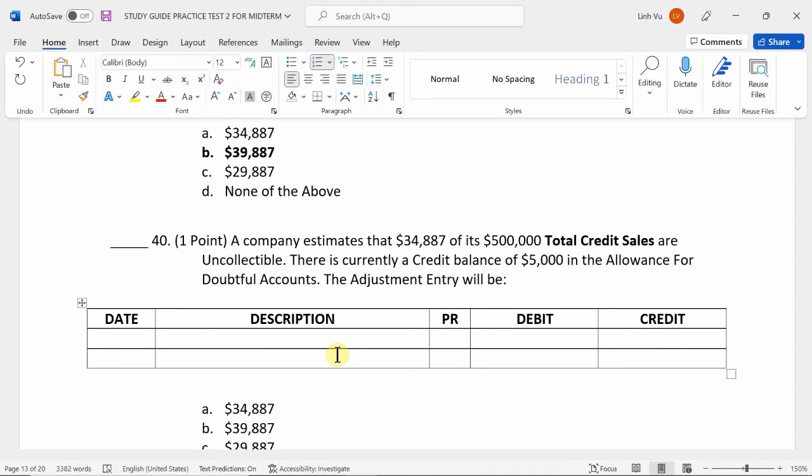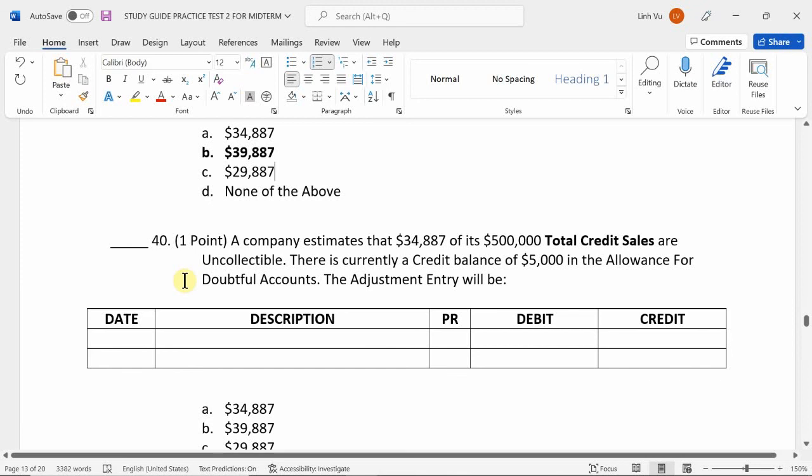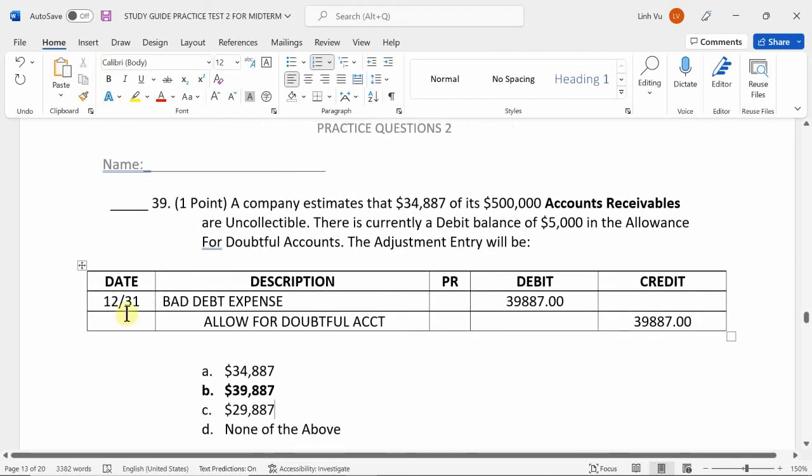Now, under the income statement method, the allowance for doubtful accounts and accounts receivable do not appear on your income statement. Your income statement is only your revenues and your expenses, and accounts receivable is not a revenue. So it does not affect the overall amount. We don't care what's in the allowance for doubtful accounts. So it should be for whatever the estimated amount is, which is the 34,887. And you're going to get the same exact journal entry here.